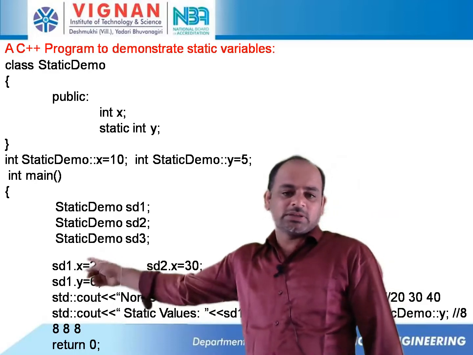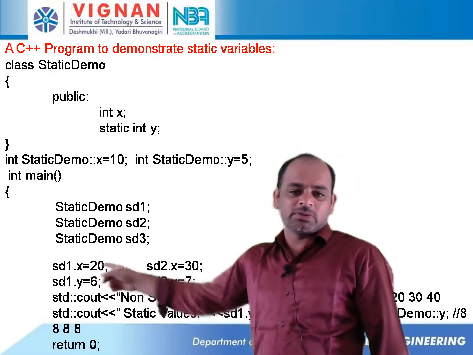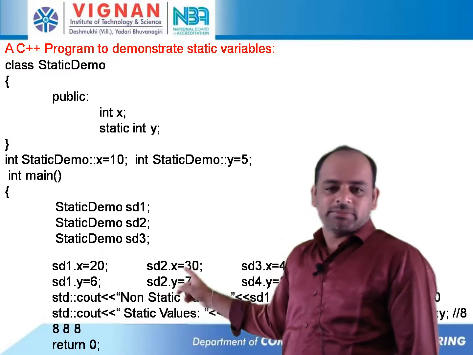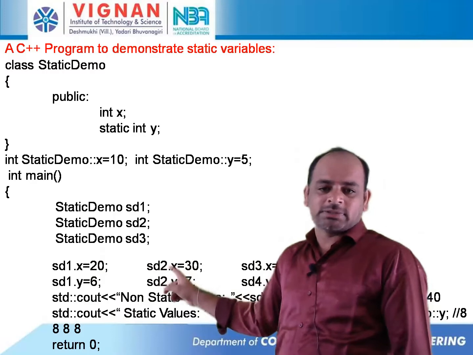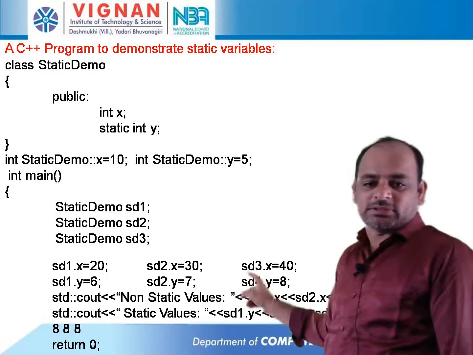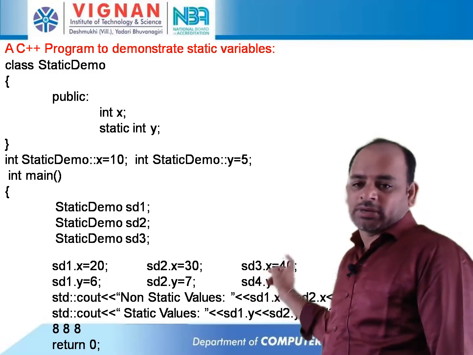So SD1 can store its own value, that is, 20 will be stored here. The SD2 object can store its own value of x, because separate memory is allocated for x in object SD2. And SD3, the third object, will store the value of 40.